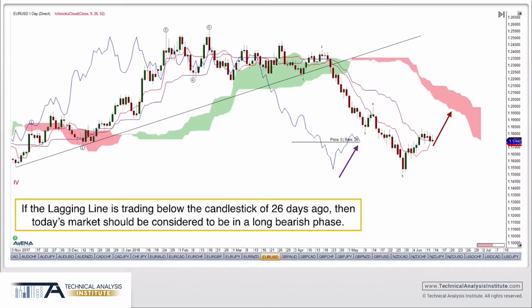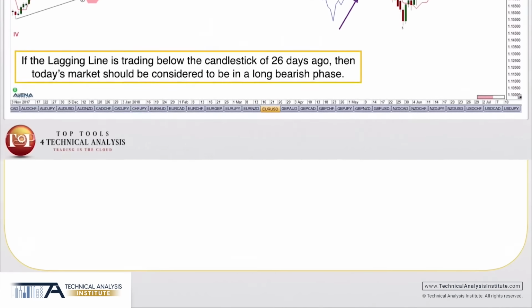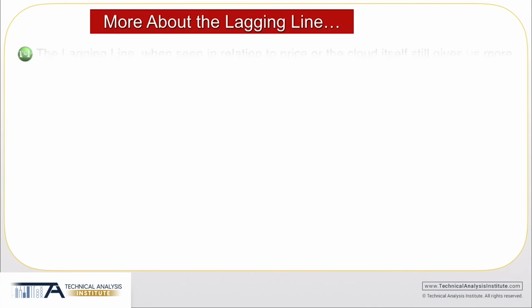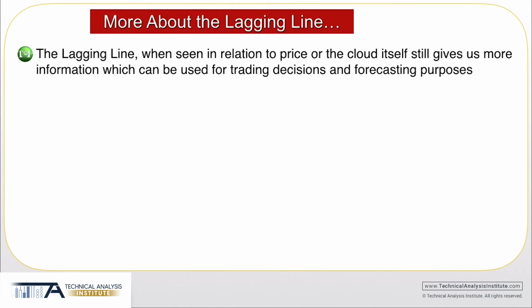The exact same concept applies for the lagging line in regards to the cloud, meaning that if the lagging line is trading today above the cloud of 26 days ago, then the market is bullish and vice versa. As you can see, the lagging line, when seen in relation to price or the cloud itself, can still give us more information which can be used for trading decisions and forecasting purposes.